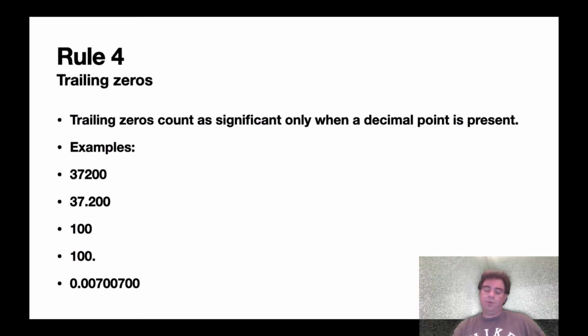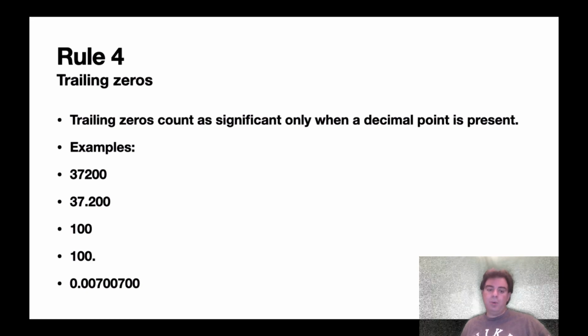37,200. Let's look at the first number. In the first number, those zeros at the very end are trailing zeros because they're immediately to the right of the last non-zero digit, which is the 2. If you scan quickly the number, you clearly see that there is no decimal point. Therefore, they do not count as significant. So only the 3, the 7, and the 2 count for a total of 3 significant figures.